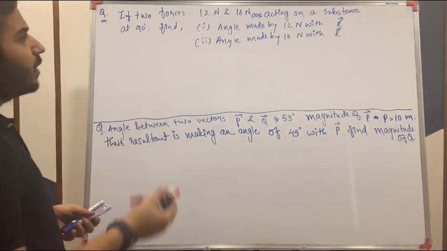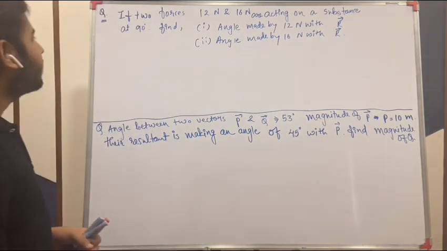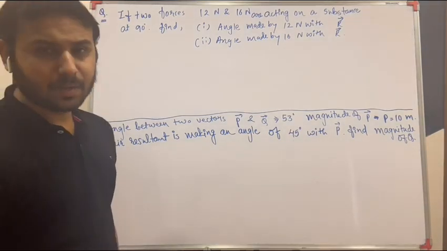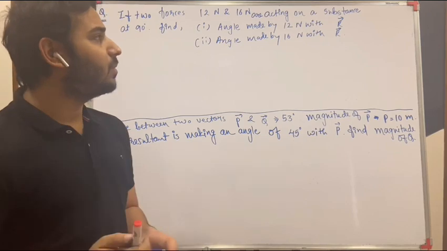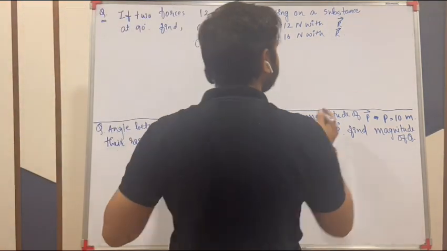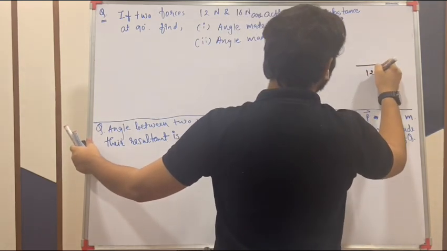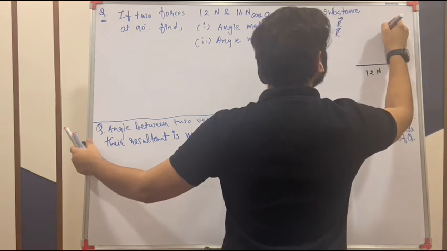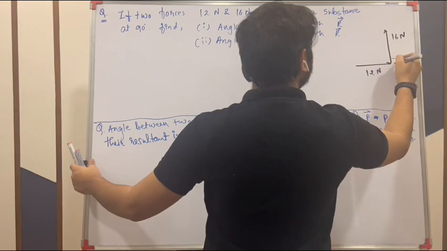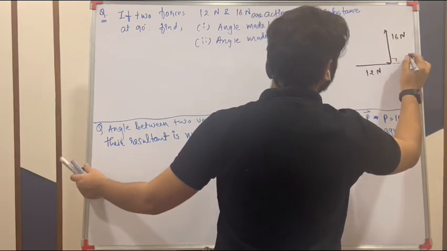See, two forces 12 Newton and 16 Newton are acting on a substance at 90 degree. Find the angle made by 12 Newton with resultant R and the angle made by 16 Newton with resultant R. So two vectors are like this. One is 12 Newton. Say this is 12 Newton length. This is 16 Newton, and they are acting at 90 degree. The angle between them, theta, is 90 degree.